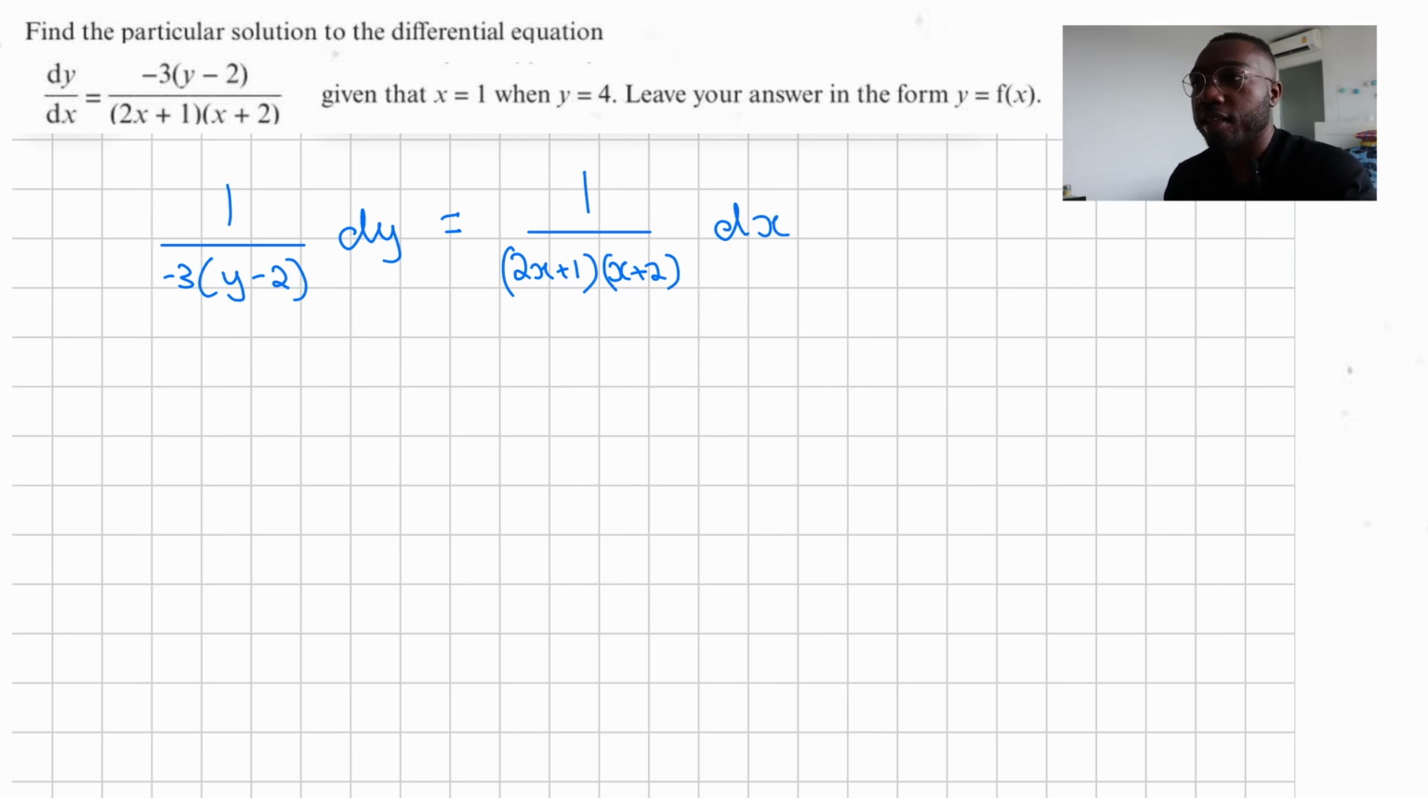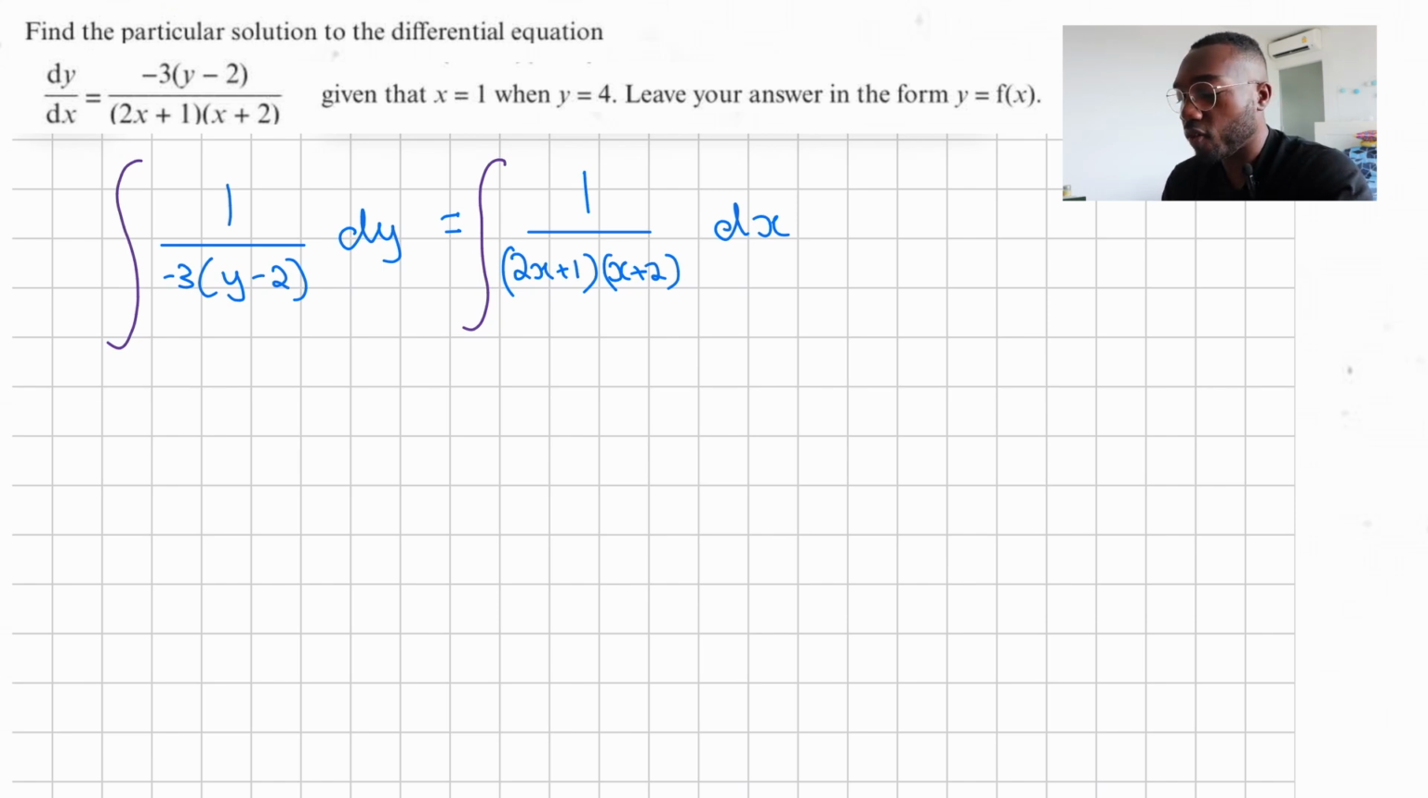And once we're at this stage, we have dy over dx. We want it in the form of y equals f of x. So how can we get y? Well, that means we need to integrate both sides, okay? So we just need to integrate both sides now.